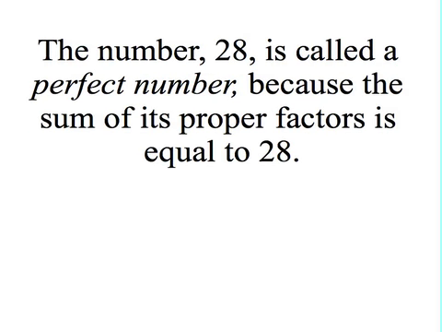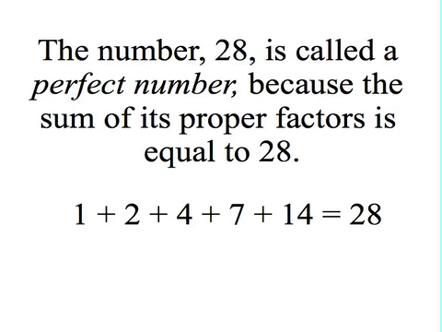And the number 28 is special because it's called a perfect number. And the sum of the proper factors of 28 is exactly 28. 1 plus 2 plus 4 plus 7 plus 14 is equal to 28. Perfect numbers are far apart. The next perfect number is between 100 and 1,000.